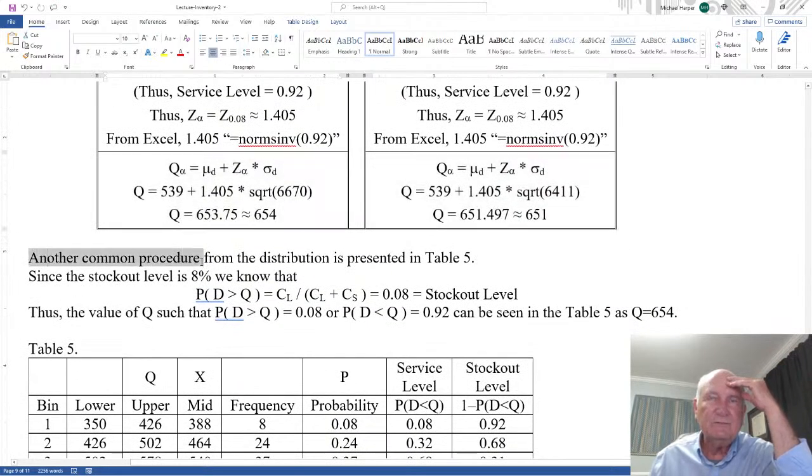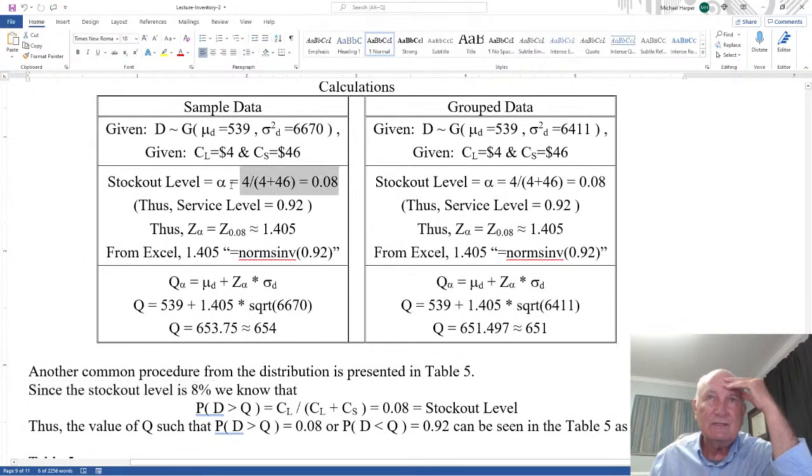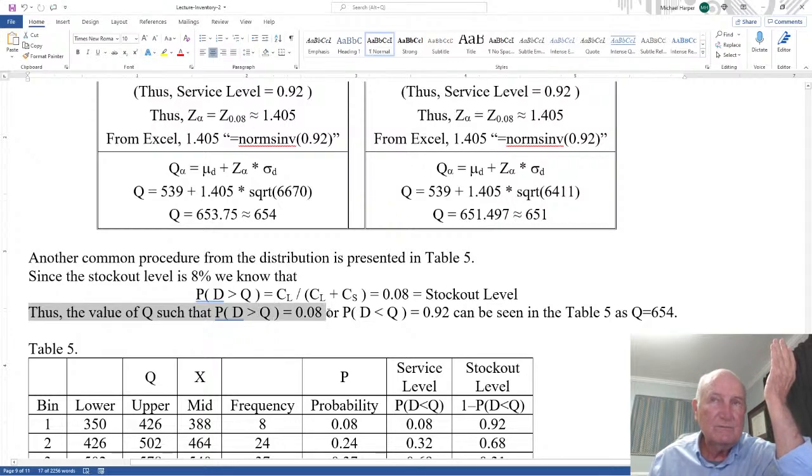Another common procedure from the distribution presented in Table 5 above, since the stockout level is 8%, so notice we have a stockout level up here of 8%. Since the stockout level is 8%, we know that probability is a stockout level. Thus, the value of Q such that the probability of the demand greater than that Q is 8%, or the demand D less than Q is 92%, or 0.92. I'm using those the same. It can be seen in Table 5 as Q 654.